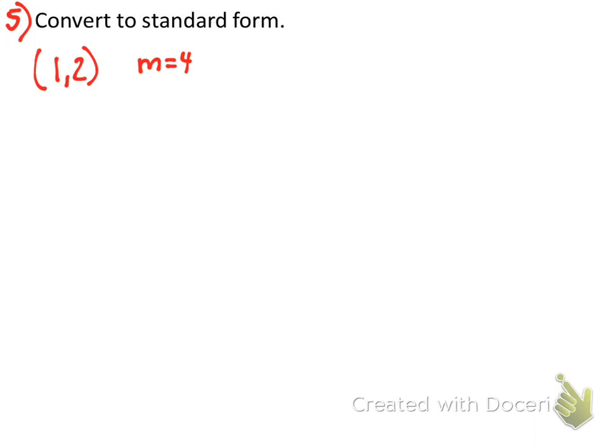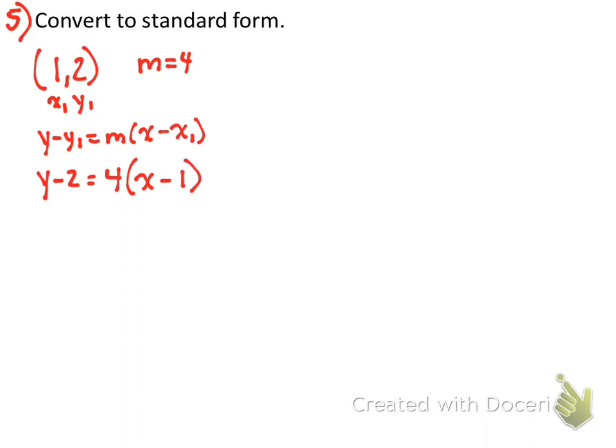Standard form, we can't use it at all right now, right? What about point-slope form? Can we use that to start with? Do we have a point? Yeah. Do we have a slope? Yeah. So we can start with that. We know that this is our x1, this is our y1. So start with y minus y1 is equal to m times the quantity x minus x1. And then we're going to plug it in. So we got y minus 2 is equal to m, which is 4, times x minus x1. x1 is 1. Right? Okay? So all you got to do now is give it to me in standard form.